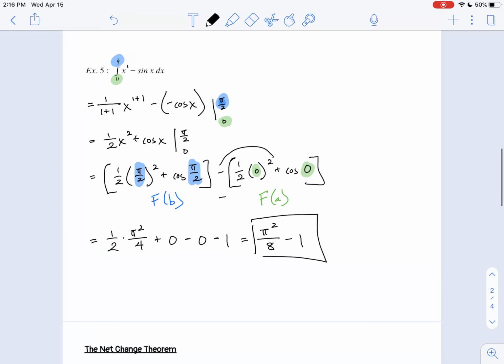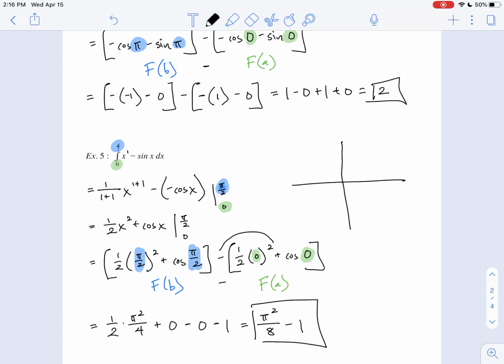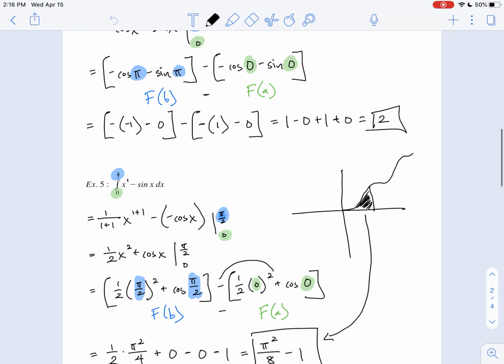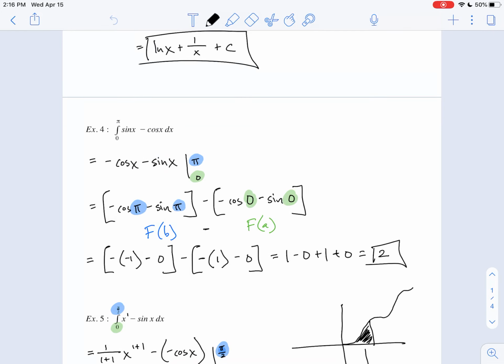Now, just to get maybe a little bit of a better visual, all right. The graph of x minus sine x from 0 to pi over 2, that graph looks kind of something like this. And pi over 2 is somewhere here, so this area is that big. Okay? And if we also do go back up and put a diagram for example 4, and we graph sine x minus cosine x, all right, that graph looks something like this situation, and pi is somewhere about here, so this area plus this area gives you 2.